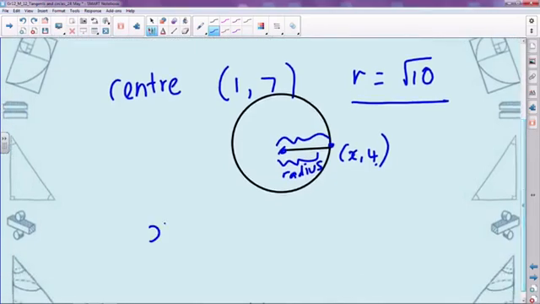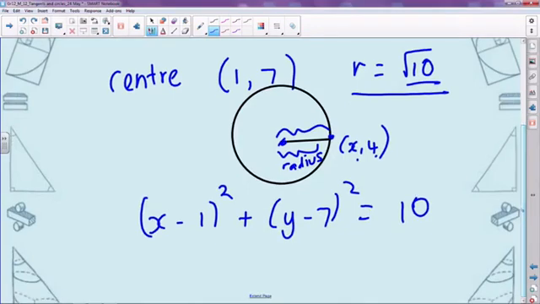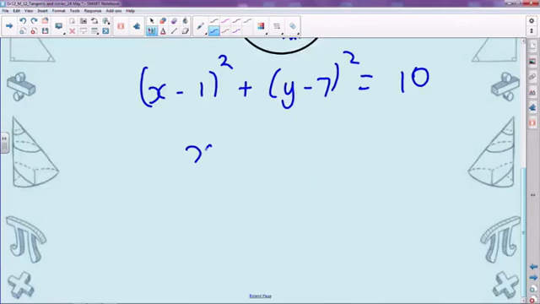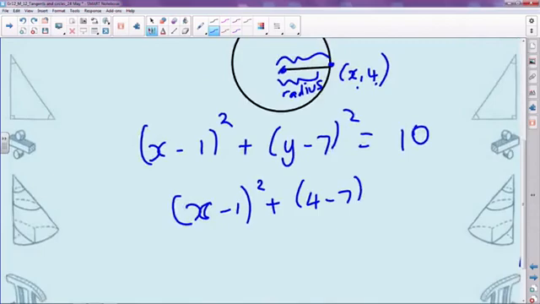So let's do it quickly. We're going to say (x - 1) squared, which is my distance from the point to the center of the circle, plus (y - 7) squared is equal to r squared. r is root 10, so r squared will be 10. Okay, we'll simplify this quickly. So we get (x - 1) squared plus, we know the value for y. y has the value of 4, right? So I get plus (4 - 7) squared is equal to 10. So 4 minus 7 giving me minus 3, and minus 3 squared is going to give me 9.